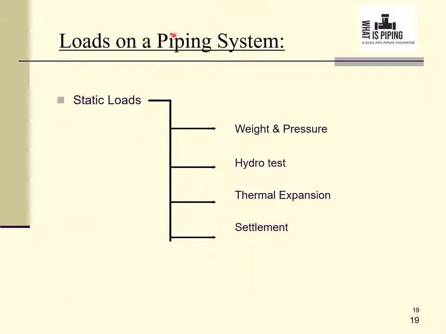Now, what are the loads on a piping system? Loads can be grouped in two categories. One is called static loads that does not vary with time, and one is called dynamic load that varies with time. What are these static loads? Weight and pressure that generate sustain stresses. Then hydro test. All systems before commissioning need to be hydro tested for checking any leakage possibility. This is also called pressure test.